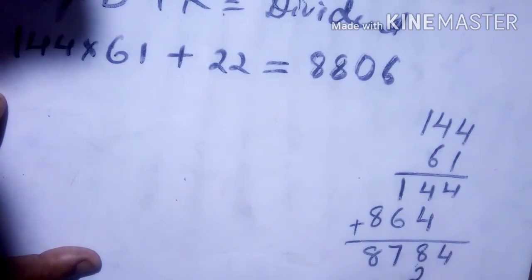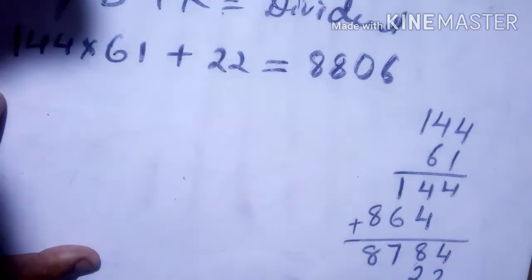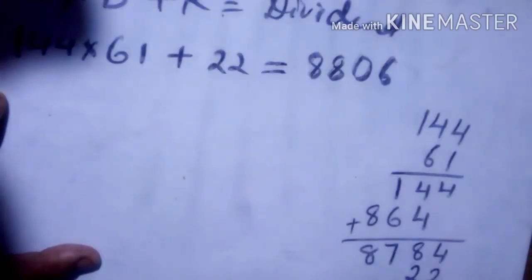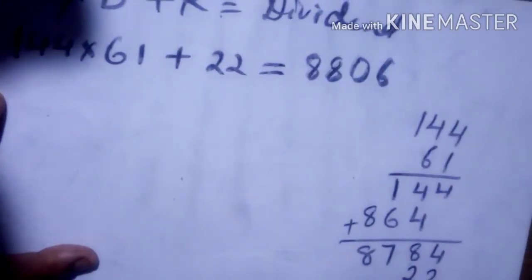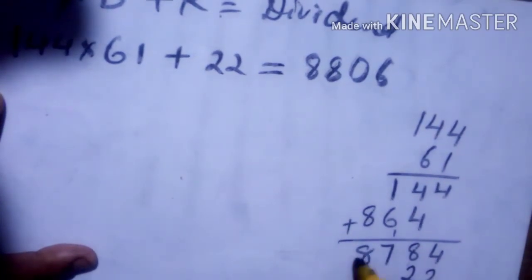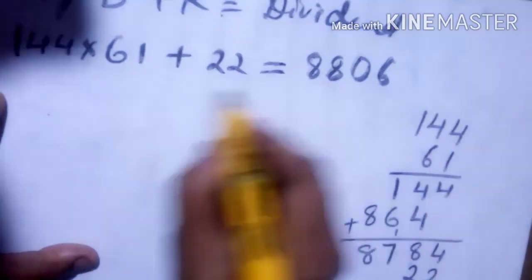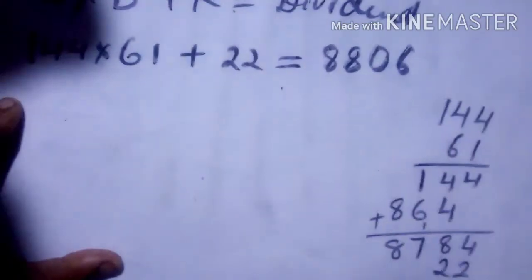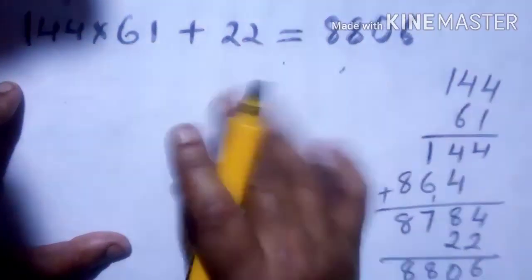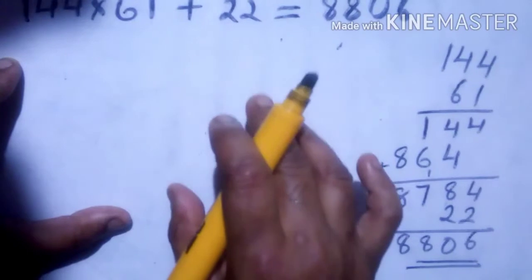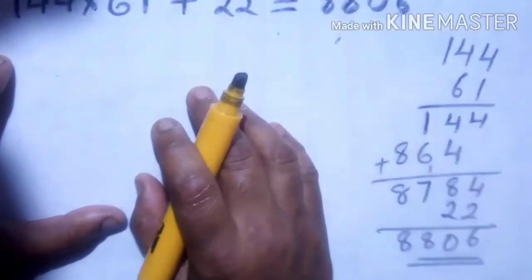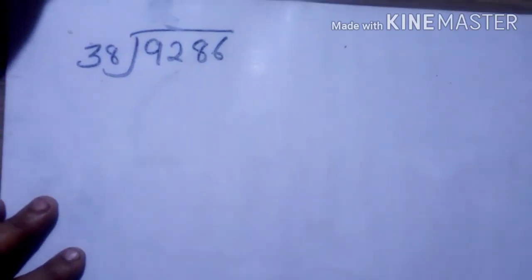Now add 8,784 plus 22. You have to add the remainder. You get 4 plus 2, 6. 8 plus 2 is 10, 0, 1 carry. 7 plus 1 is 8. And 8. Okay, so you got the answer. Correct, no? If you get like this, your solution is correct. Let us take another example.